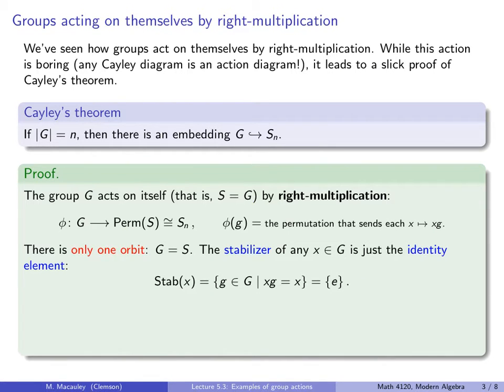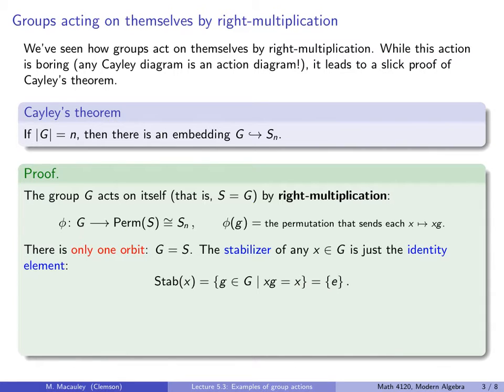Next, the stabilizer of any x is just the identity element, because the stabilizer of x is all group elements that when you multiply x by it, you get back x. So obviously the identity is the only element such that x times g equals x.